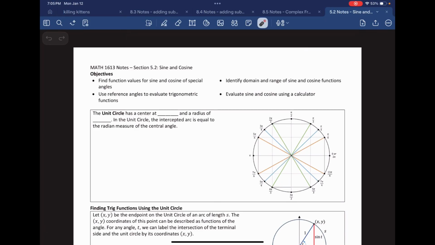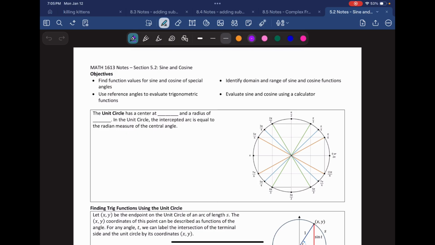All right, so our 5.2 notes, we're specifically talking about sine and cosine of our special angles. We're going to use reference angles, identify domain and range of our sine and cosine, and then evaluate cosine and sine using calculators. All right, so this is the beginning of your TVA, your trigonometric values assessment.